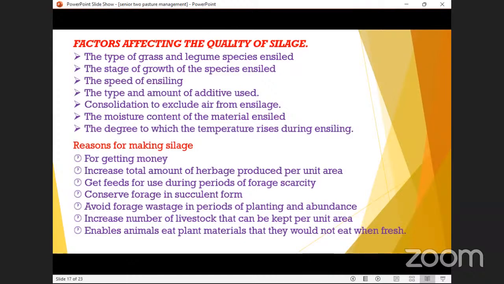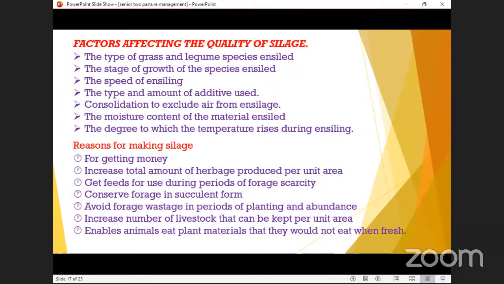Consolidation to exclude air from the ensiled layer or from the silo. How have you compressed? Have you compressed it properly to exclude the air? The moisture content of the material inside: how much water is found inside the material put inside? Is it too wet or is it average? All that should be put into consideration to make sure that the quality of silage is on point.